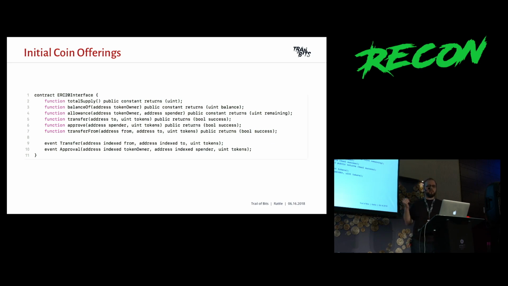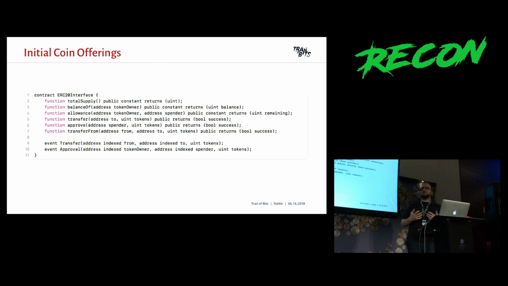The ERC20 is like an ABI level specification, and contracts that implement a token are expected to implement transferFrom, right here where you have from and to and the number of tokens, and you get a success back, maybe, if people implemented that function right, which they don't.